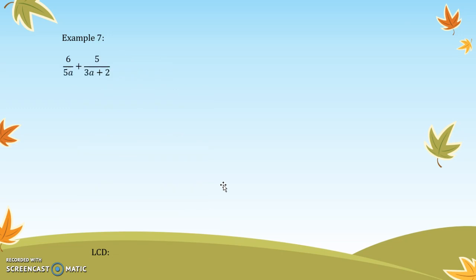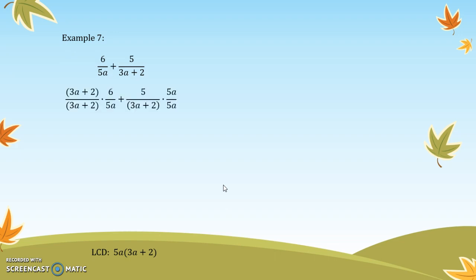Our next example, very similar to the previous one, I have 6 over 5a plus 5 over 3a plus 2. Notice that our denominators are completely different, so our common denominator has to be each piece, 5a and 3a plus 2, because they are completely different from one another. At this point, then I'm going to multiply my left fraction by the 3a plus 2 over 3a plus 2, because that is the piece it's missing from the common denominator.